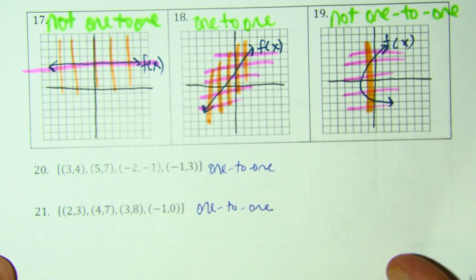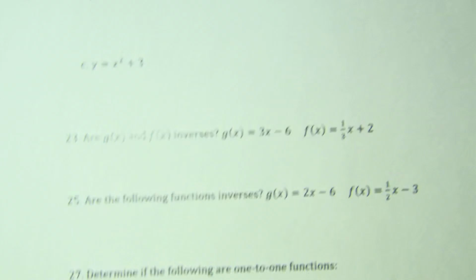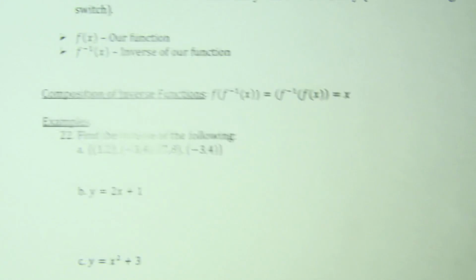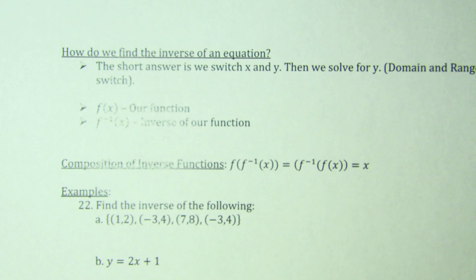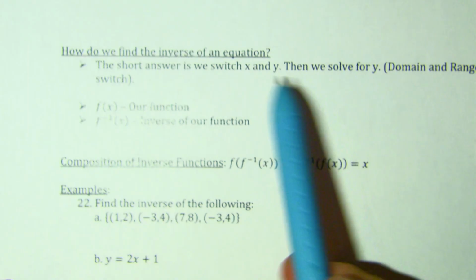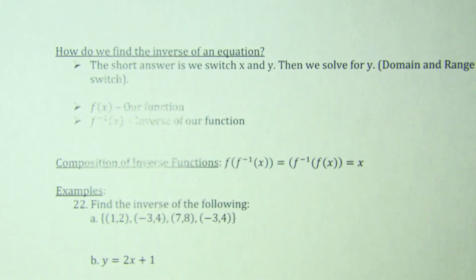All right, we've got a little bit more practice on the next page, and then that'll be the end of this video here. So we're going to look at a little bit of notation here. Now, we've looked at graphs, we've looked at sets of points, but how do we find the inverse if we have an equation? So the short answer here is that we're going to switch x and y and then solve for y.